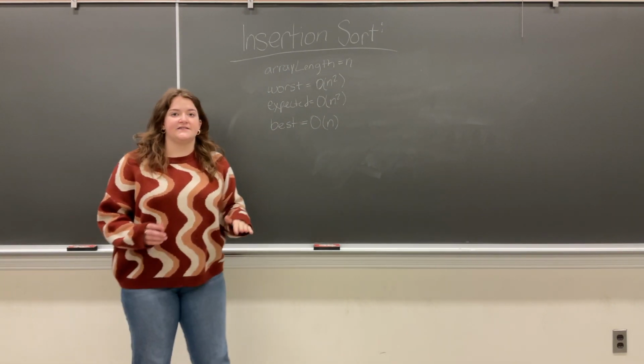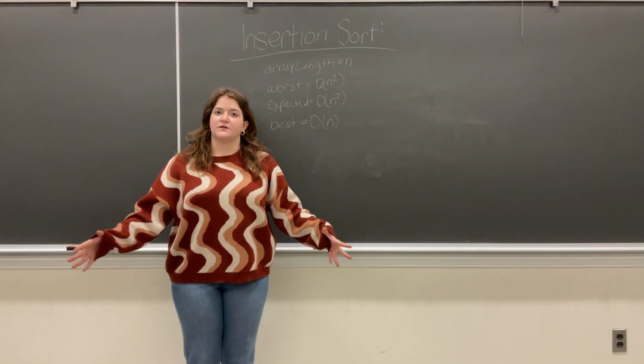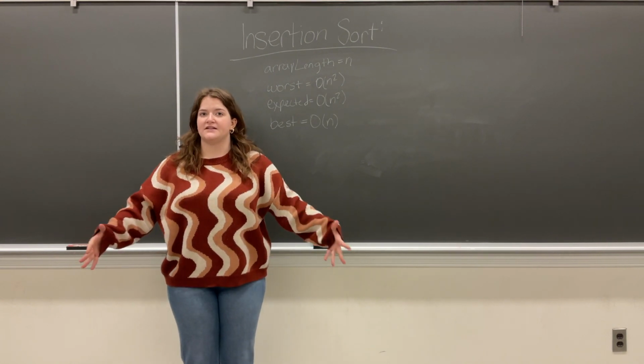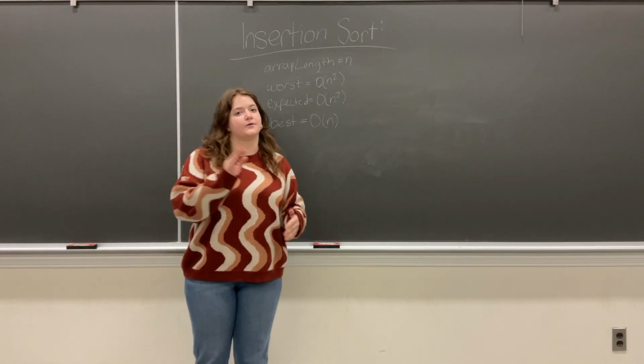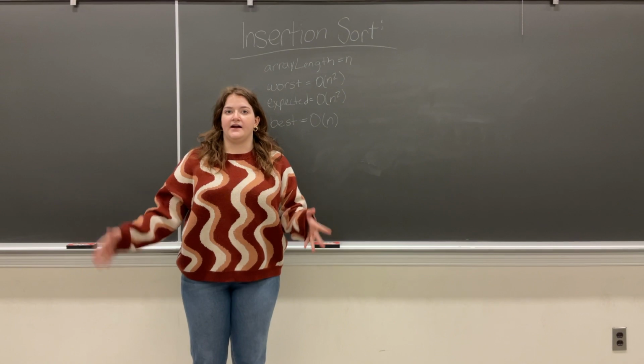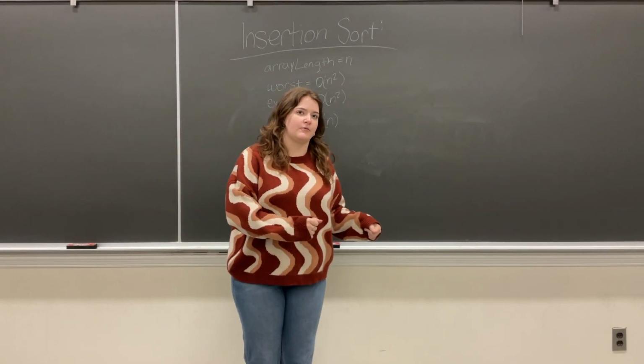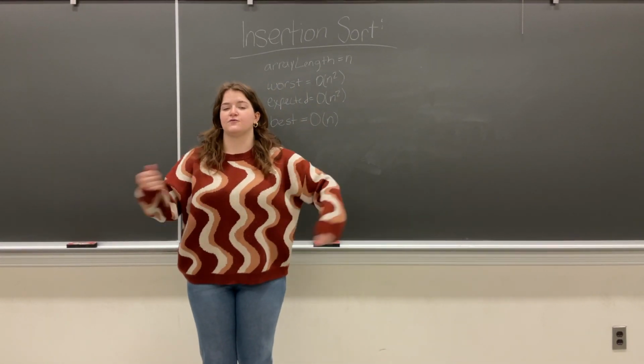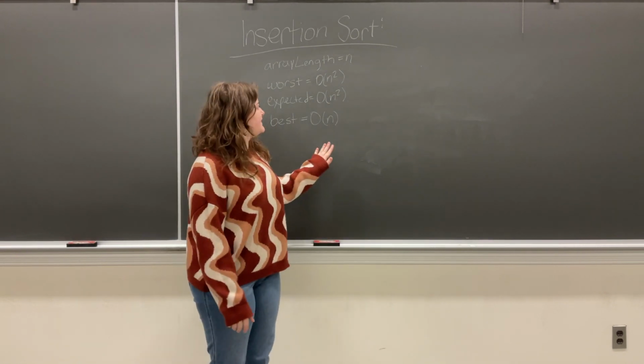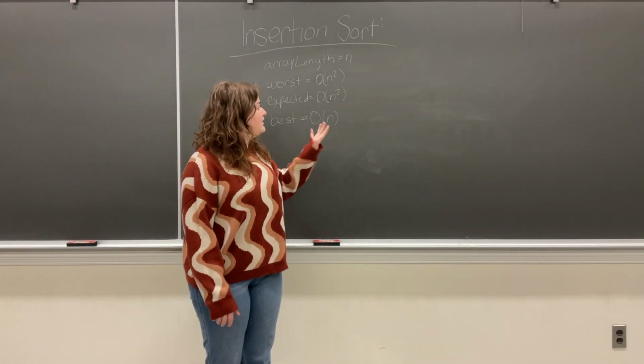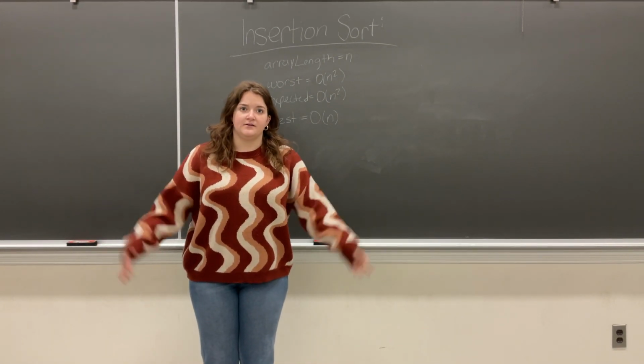Our best case is when the list is already sorted, and that means we don't have to perform any swaps. So that would be something like 1, 2, 3, 4, 5. We just have to traverse the entire array, but we don't have to worry about making any swaps along the way, which means our time complexity is O(n), or just the length of the array.